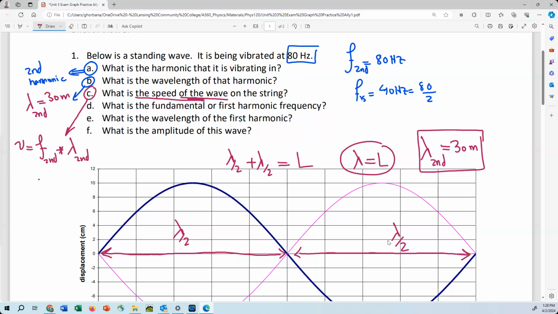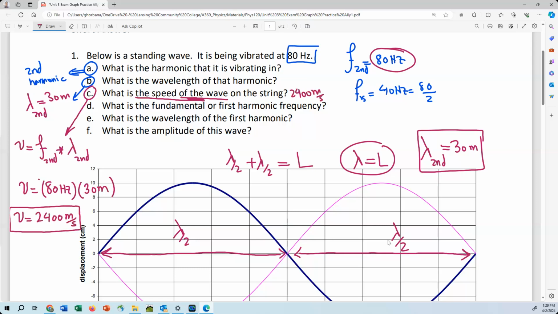You need to use both at the same harmonic. So what is the velocity then? We already have the frequency of the second harmonic. It is 80 hertz. We have the wavelength of the second harmonic. It is 30 meter. When you multiply these two, 80 times 30 is going to be 2400 meter per second. So the velocity is 2400 meter per second.